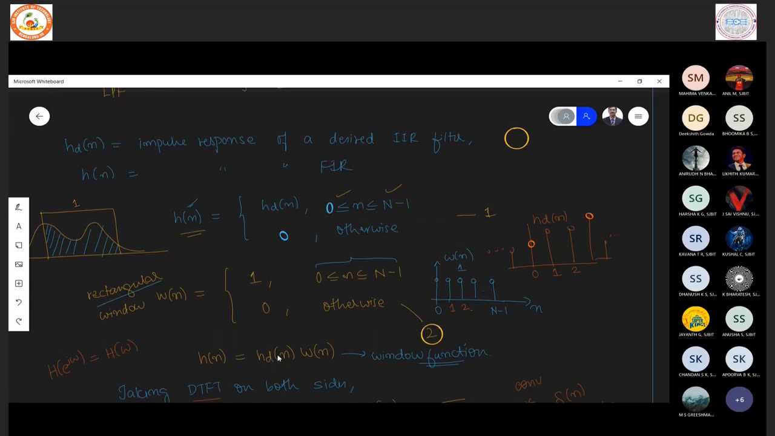So this is the process called windowing. Take an infinite sequence, which is the ideal response of a low pass filter, multiply it by the finite window, and the result becomes H of n, which is finite.